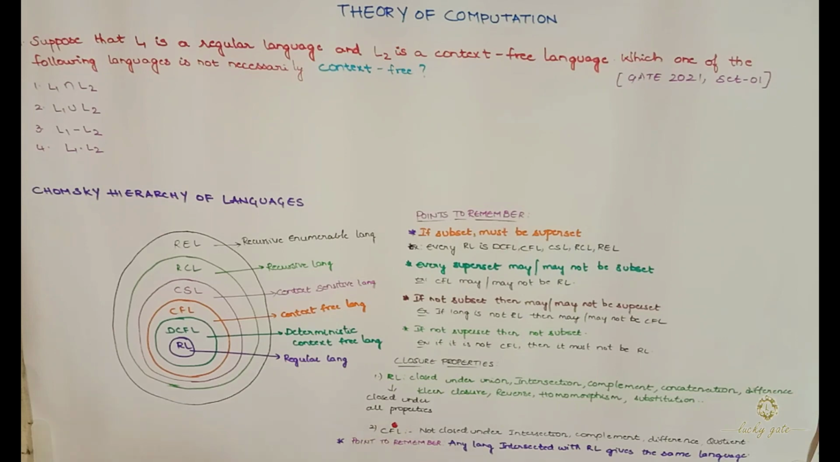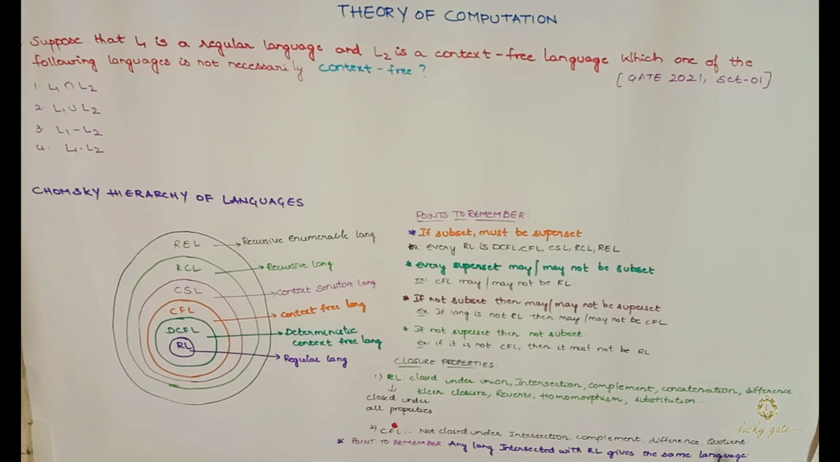So, regular language is closed under all properties. That is, regular language is closed under union, intersection, complement, concatenation, difference, Kleene closure, reverse, homomorphism, substitution, inverse homomorphism and so on. And for CFL, I am mentioning here the properties under which they are not closed. CFLs are not closed under intersection, complement, difference and quotient, and for the remaining properties CFLs are closed.